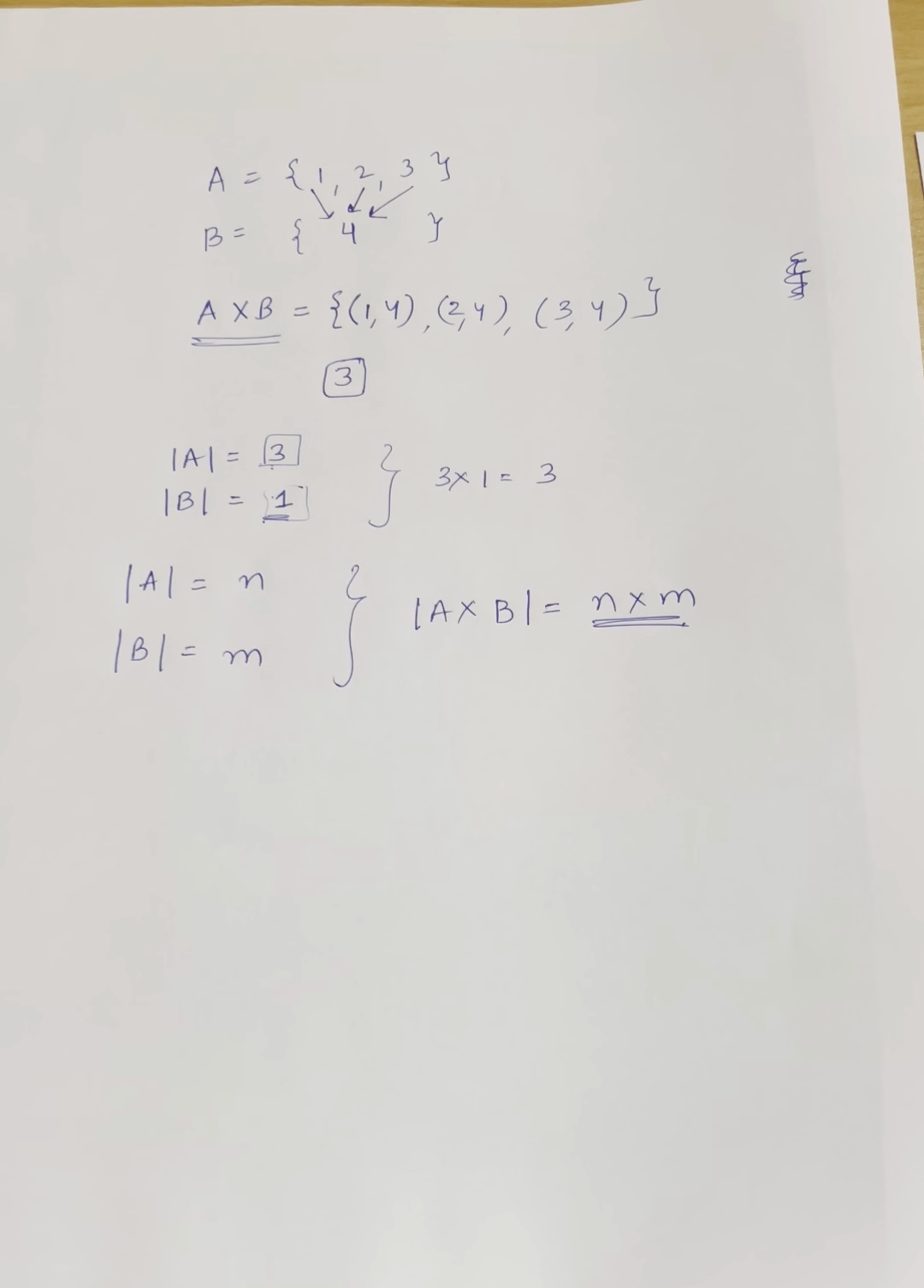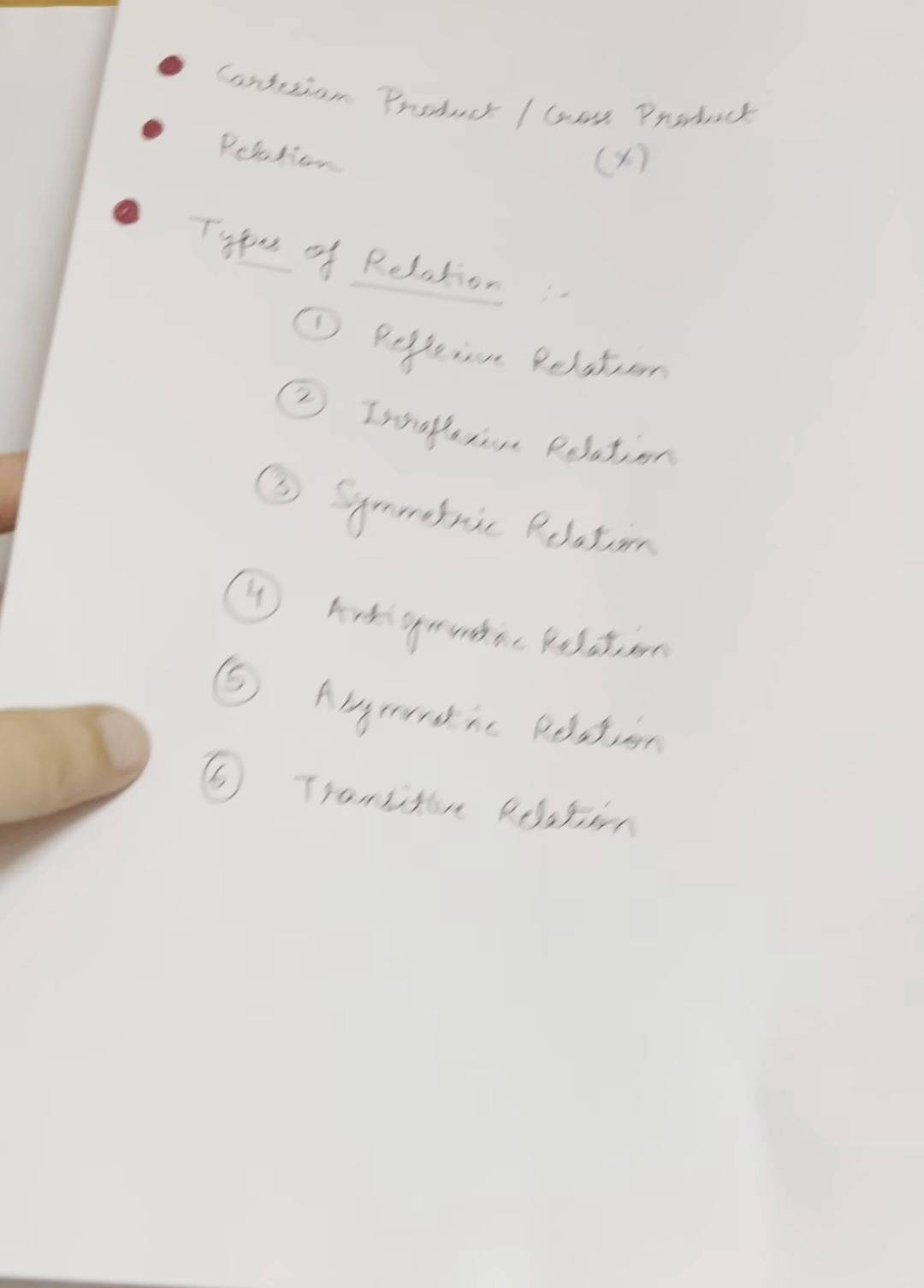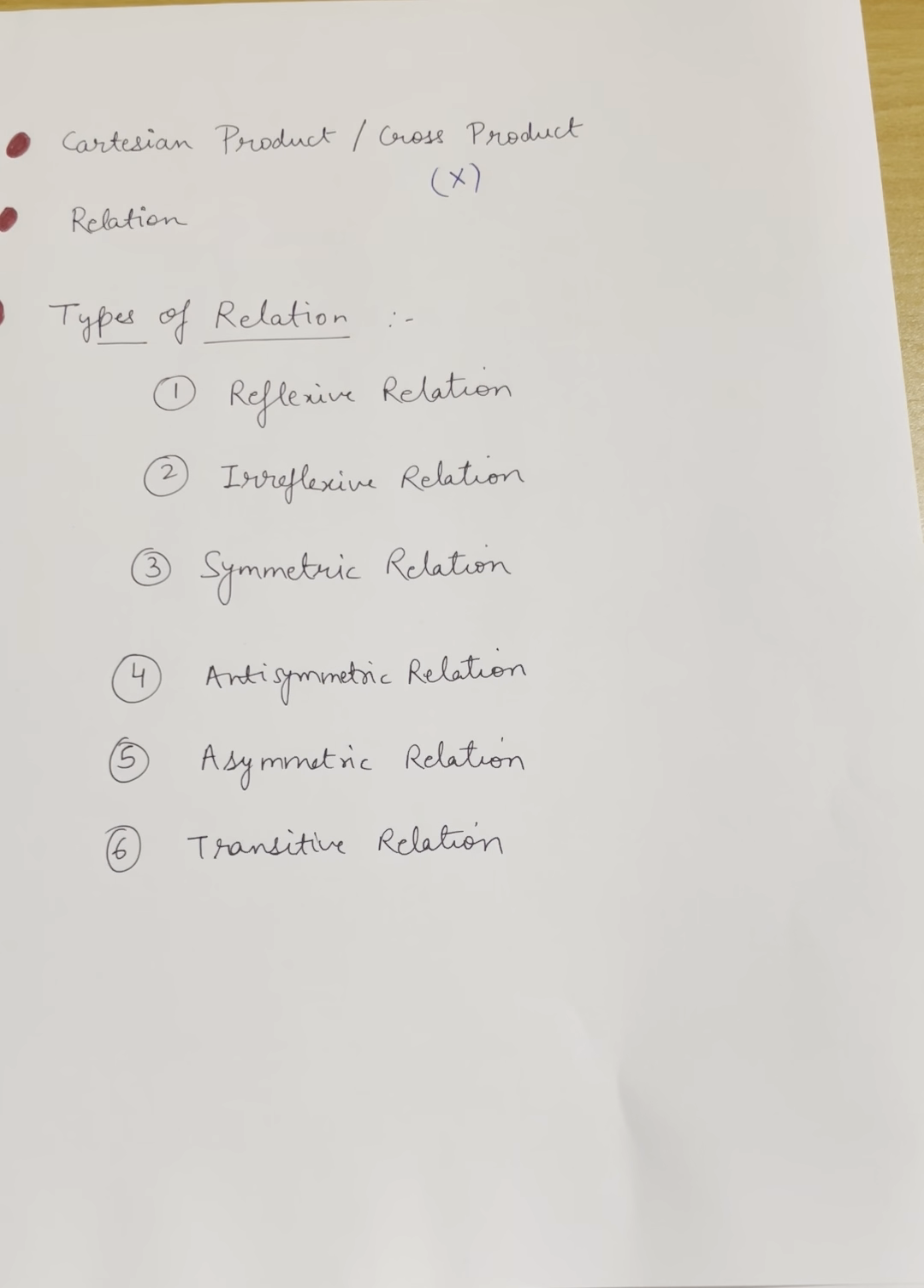Okay, so if we clearly understand what a Cartesian product is, then relation and Cartesian product correlate with each other. How it correlates, let's see. What is a relation? The next one is relation. I hope that you understand what a Cartesian product is. It's a cross product. Cross product means all the elements of set A are multiplied by each element of set B. That is the cross product. Now, what is a relation?